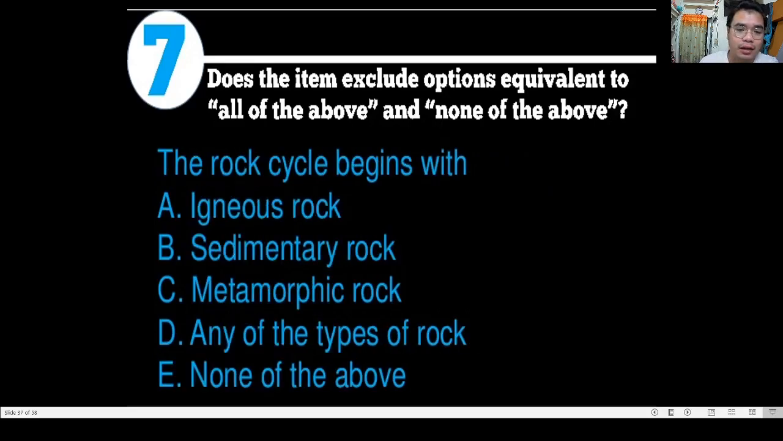Okay? Could overlap. Another one is, the rock cycle begins with A, igneous rock, B, sedimentary rock, C, metamorphic rock, D, any of the types of rock, and E, none of the above. Any type of rock could be where we start the rock cycle because it's a cycle. Okay, it's a cycle. So, kung A, B, C ang sagot ko, di tama din siya. Okay, so yun sinasabi natin about number 7 na hanggat maaari, huwag tayong gumamit ng all of the above at saka none of the above.